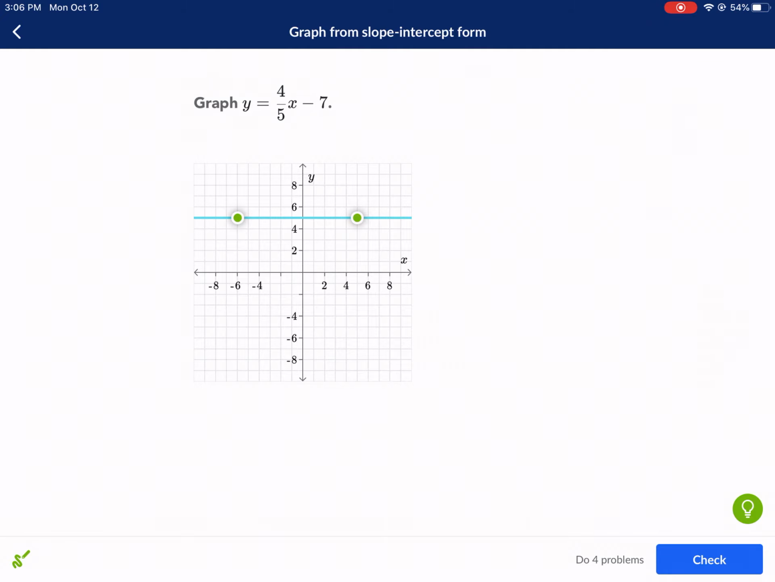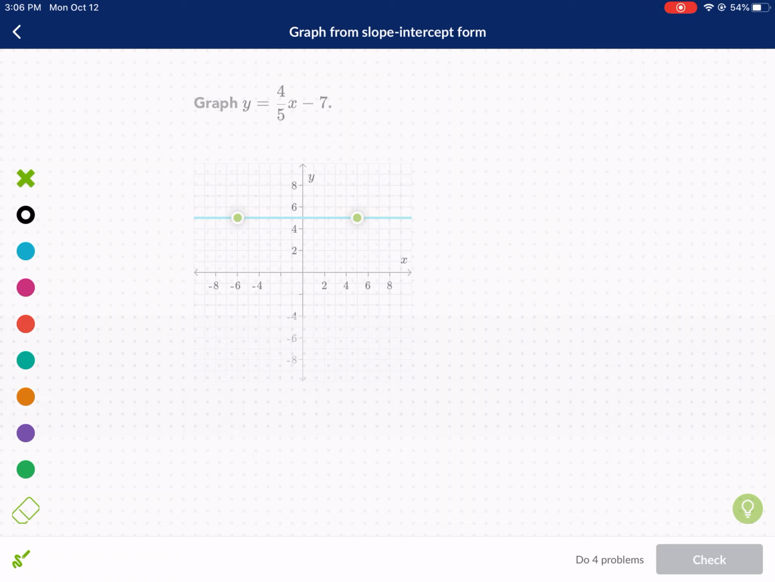Today we're going to be doing a graph from slope-intercept form in Khan Academy. Let's jump right into it. Here we have graph y equals 4 over 5x minus 7. We should probably back up a second and make sure we understand completely what this is.